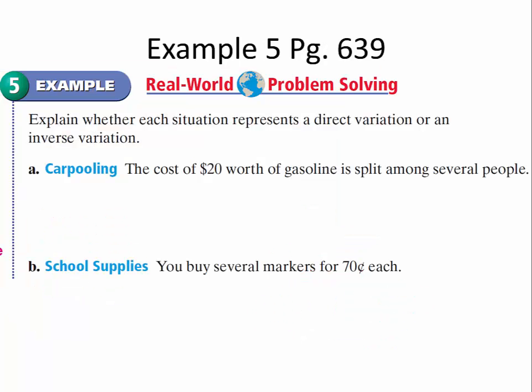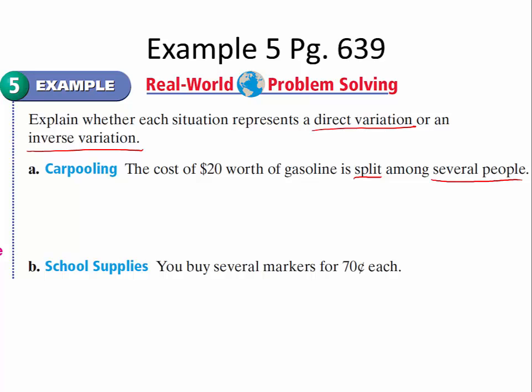Now this one, it says explain whether each situation represents a direct variation or an inverse variation. So no table, no graph, you have to just read the sentence and know if it's a direct or an inverse based on the wording. So let me take you through what that looks like. The cost of $20 worth of gasoline is split among several people. Now, the word split is the clue here. So let me go through what that means. Now, split among several people, you don't know how many people.